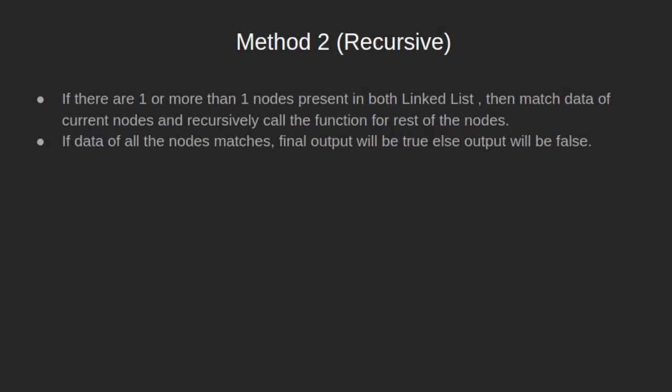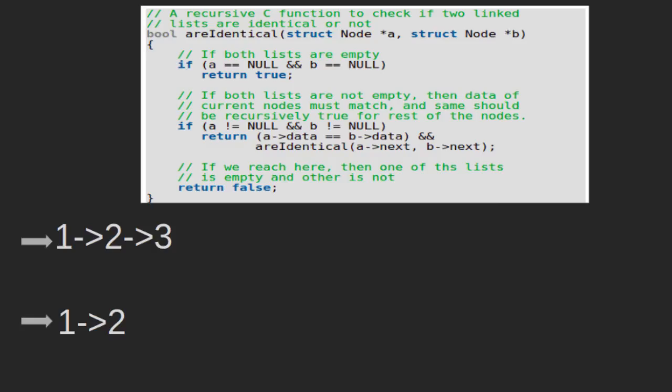Now let's see the recursive algorithm for the problem. If there are one or more nodes present in both linked lists, then match the data of the current nodes and recursively call the function for the rest of the nodes. If the data of all the nodes matches, the final output will be true, else the output will be false. Let's see the recursive code and understand it using an example.